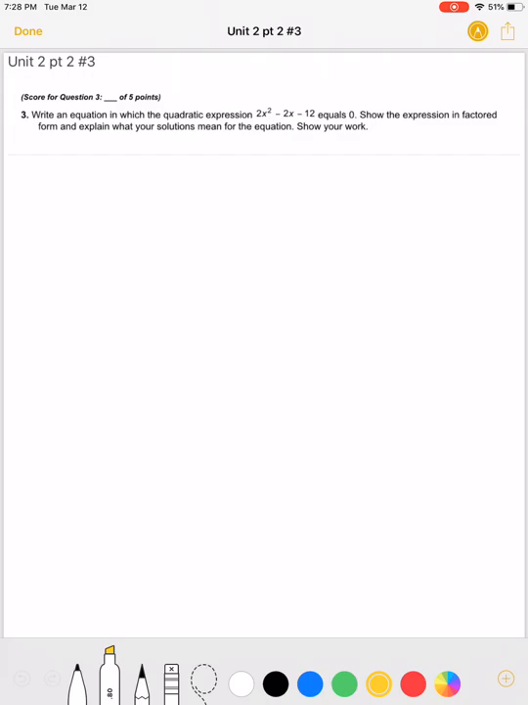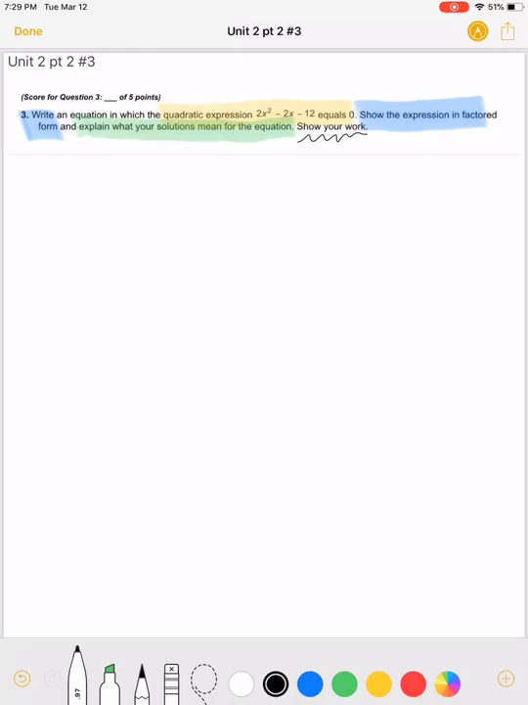Write an equation in which the quadratic expression 2x² minus 2x minus 12 equals 0. That's the first part. Then we need to show the expression in factored form. And finally, we need to explain what solutions mean for the equation. And as always, you got to show your work.